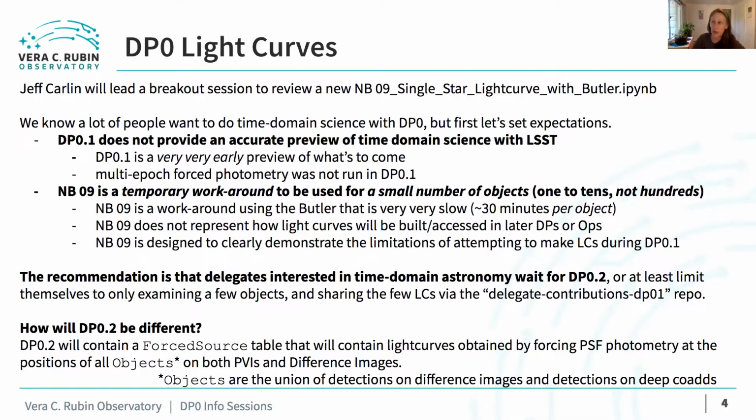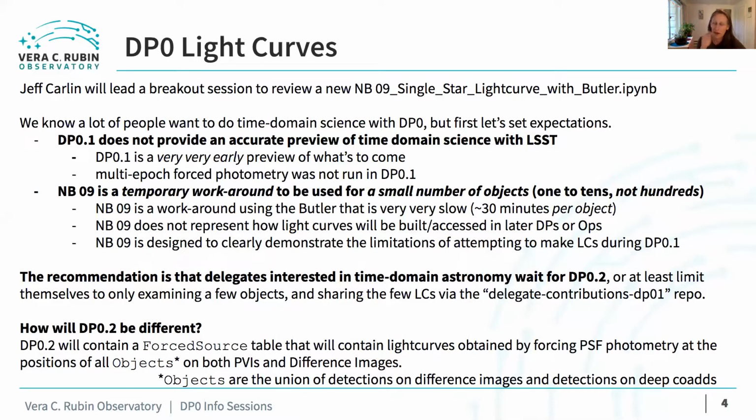So first, DP0.1 doesn't provide an accurate preview of time domain science with LSST. DP0.1 is a very, very early preview of what's to come, and multi-epoch forced photometry was not run in DP0.1. So there's only so much you can really do at this stage. And this 9th notebook that we've added to the tutorial notebooks repository is really just a temporary workaround that's only meant to be used for a very small number of objects, so like 1 to 10s, not hundreds, not even the thousands or millions that you'll actually be using with LSST.